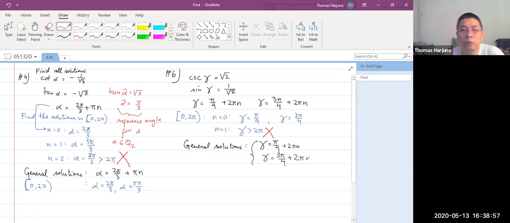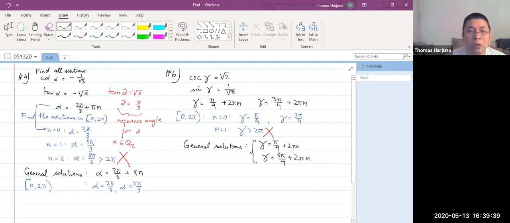Oh, by the way, if you want to write two different answers on top of each other, you're supposed to use these braces here. Without the braces, you are saying that the first line implies the second line, as if there's only one answer. But that's not what we are trying to say. We are trying to say that there are two branches of solutions, and because of that, we write it using braces. That means there are two solutions.